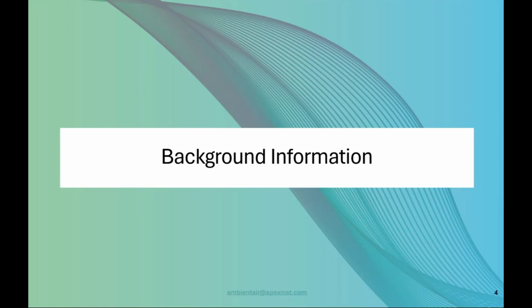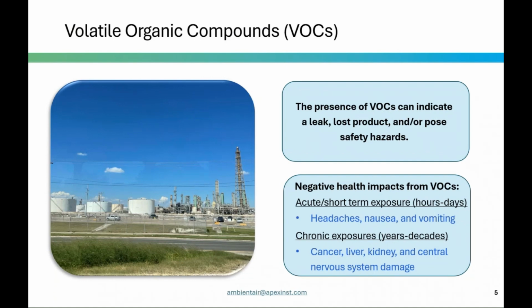Okay, so quickly, some background information about volatile organic compounds. Many of you, again, are probably very familiar, but we understand that the presence of VOCs at or near a manufacturing facility often indicates that there's a leak or perhaps there's lost product. And this could also pose a safety hazard, either due to risk of explosion or because we acknowledge that there are negative health impacts that are correlated with VOCs, whether that's acute short-term exposure that's linked to headaches, nausea, and vomiting, or more chronic long-term exposure to VOCs that can lead to cancer, liver, kidney, or central nervous system damage.